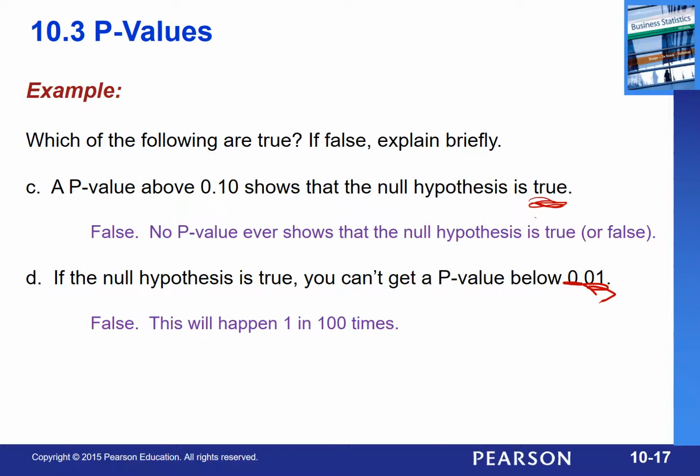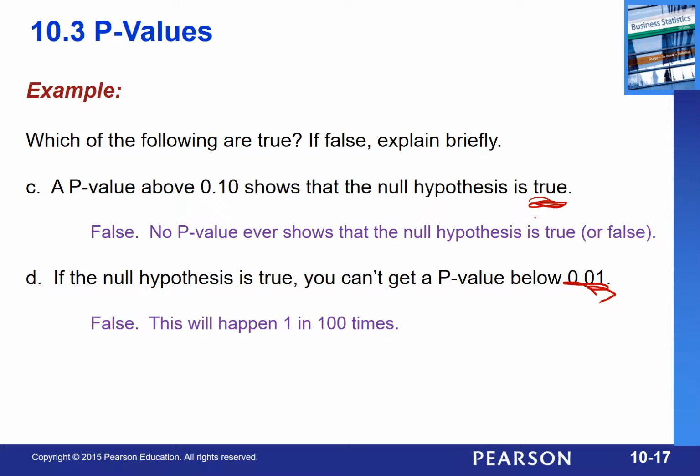Here's the one that's super mega false. That was too many. A p-value above 10% shows the null hypothesis is true. True. There it is. You just declared something true. That's something we'll never actually be able to do with hypothesis testing. So that's the one you should never say. You should never, ever say that the null hypothesis is true or false, or any hypothesis is true or false. So again, no p-value will ever tell you that.